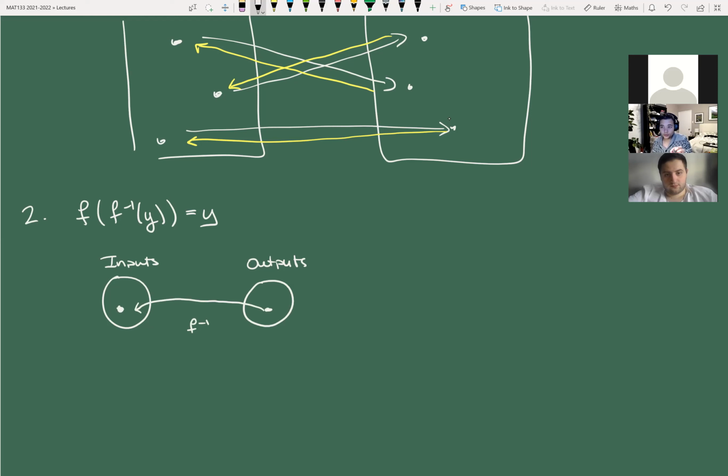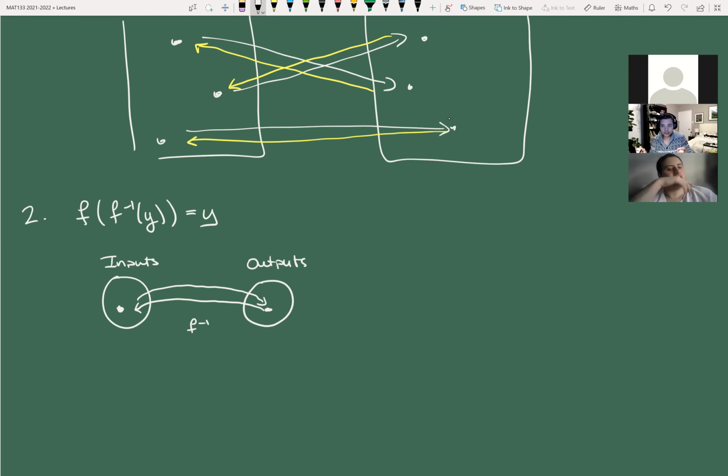But then what are we going to do? We're going to act f on that thing. So where do we end up? We end up back where we started, right? When you do f composed with f inverse, you start by going, oh, I've got the output. I'm going to go back to whatever input I needed, but then I'm going to take f of that thing, which is just going to send me back to the output, right? So I go from output to input, right back to output.